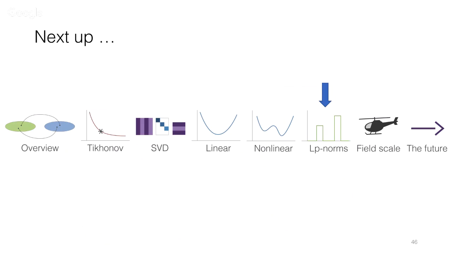There's two more things coming up. One is maybe looking at different kinds of norms as opposed to L2. And then I'll talk about field scale and then the future. So let's see how we do.